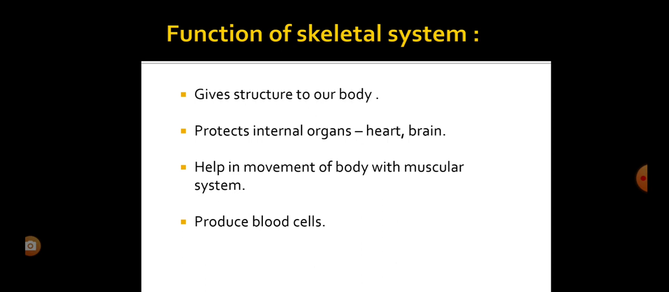Why? Because the bones are attached with the muscles, and when we are moving our hands, when we are moving our legs, we are moving our bones and also our muscles. The skeletal system also produces blood cells, because inside the bone there is a substance called bone marrow, and bone marrow is responsible for the formation of different blood cells like red blood cells, white blood cells, etc.